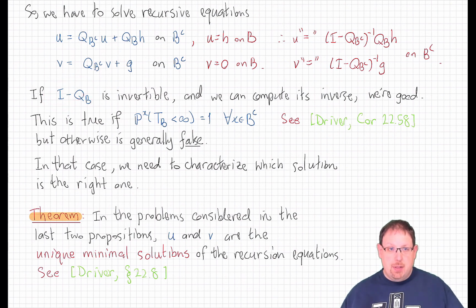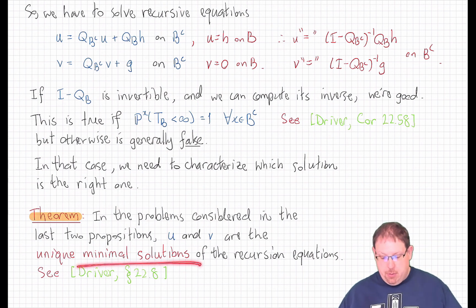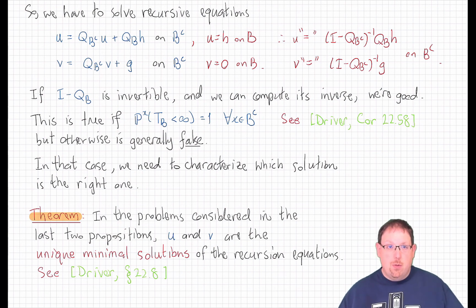In that case, if we want a complete general story here, we would need to prove the following theorem. That in these two problems that we've considered here, where u and v are solutions of these recursions, if there's more than one potential solution with the given boundary conditions, then the one that we're interested in, the one that solves the original probabilistic problem, is the unique minimal solution. That is to say, if there will be a bunch of different solutions, then there will be exactly one of them that point by point is less than or equal to any of the others. And that minimal solution, which is unique, will be the solution to the probabilistic problem.